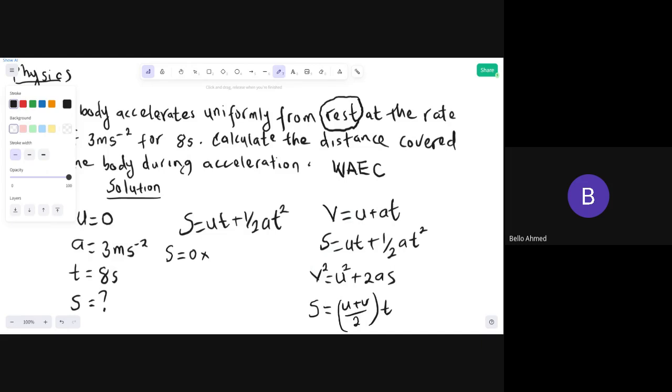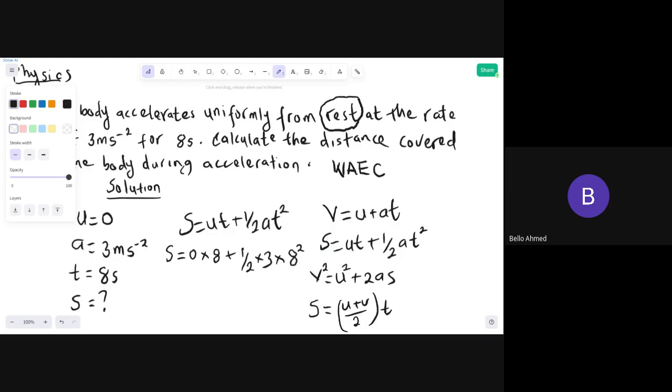What is our time? Our time is actually 8. I'm not going to put the unit now, so don't worry about the unit, just substitute your numbers, then plus half. Don't forget you have this half. This half is there, so you put your half in it, times the acceleration, which is 3, times time. What is the time? 8. But don't forget that this time is squared, so you must not forget to put the square on the 8.